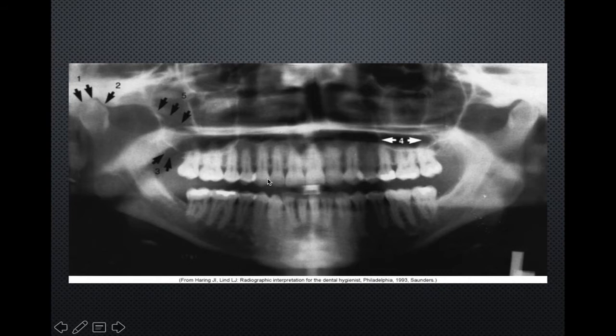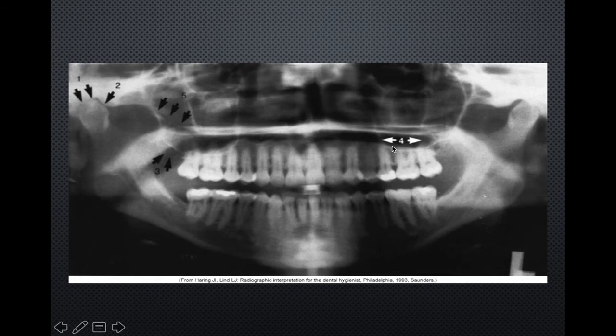In our next image, over here, number 1 is pointing to this radiolucent area. So that's going to be the glenoid fossa, this radiolucency. And number 2, pointing to our articular eminence here, this eminence bone. Number 3 is our maxillary tuberosity, located just distal to the terminal molars. Number 4 here is our maxillary sinus.